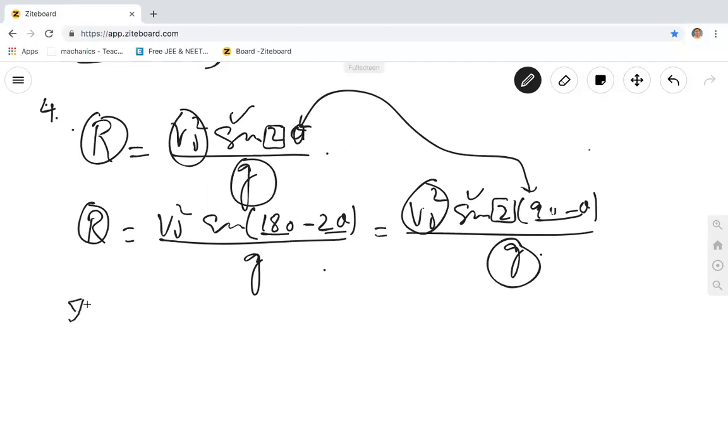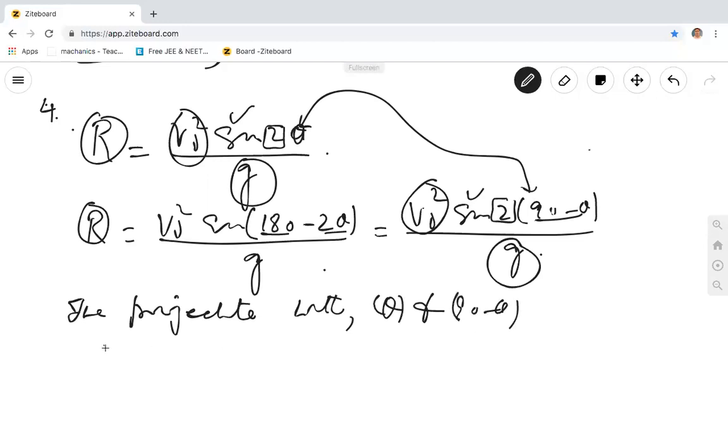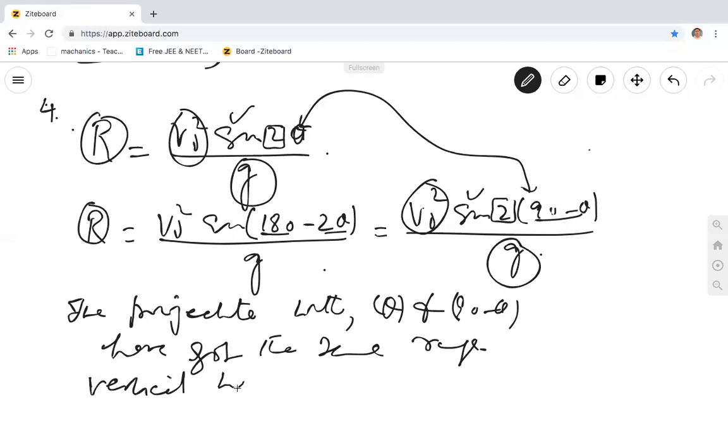So the projectiles with theta and 90 minus theta angle have got the same range. However, vertical heights have to be different. Vertical heights are different. Even times are different.